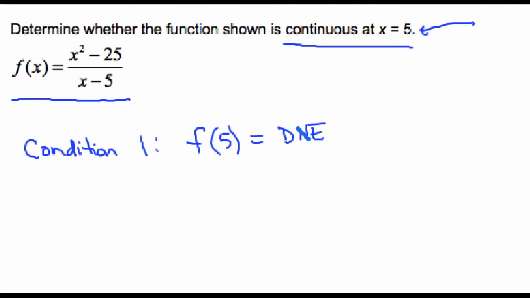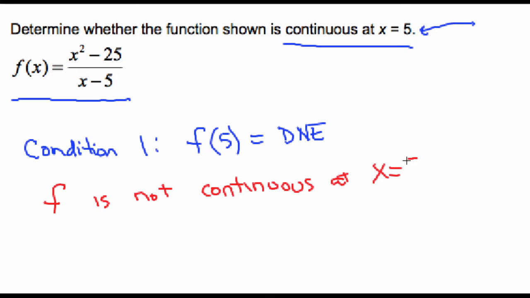Well, let's answer the question. Determine whether the function shown is continuous at x equals 5. Looks like our function f is not continuous at x equals 5. And why do we know this? Well, this is because condition 1 fails.